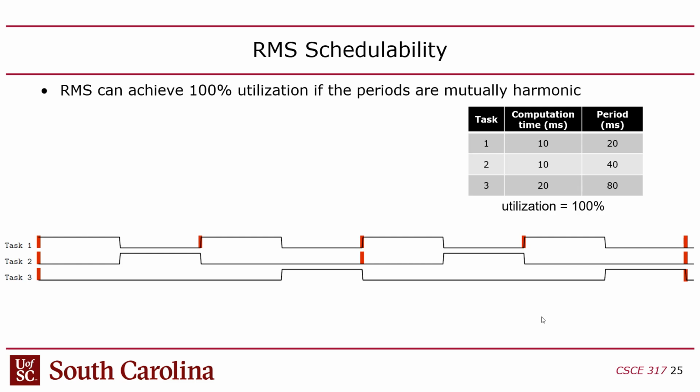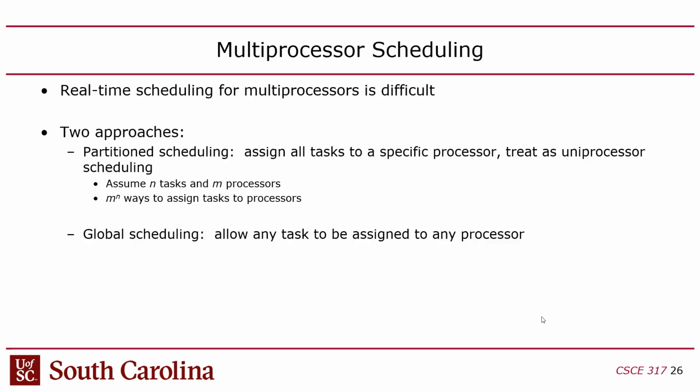Now there is a caveat here. RMS can achieve 100% utilization if the periods are mutually harmonic, if they're factors of one another. Like, if the periods are 20, 40, 80, then you can achieve 100% utilization. Okay, make sense?